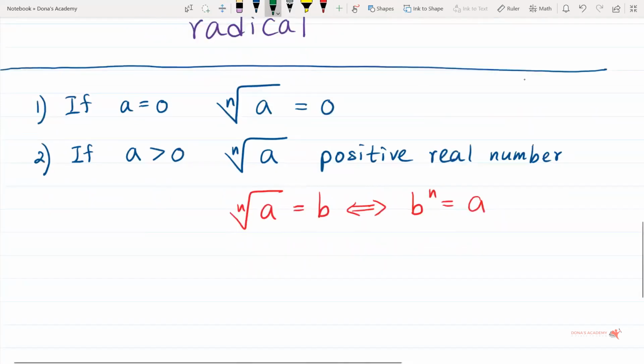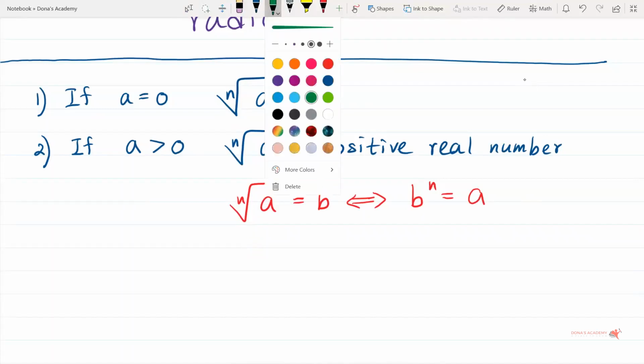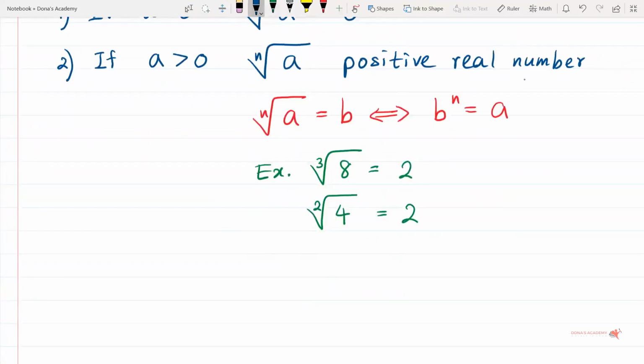Example. If you take the third root of 8, then this is 2, right? Positive. 2 is positive. If you take the second root of 4, it is 2. It is not plus or minus 2, right? So again, please watch the square root video if you are not sure about it. Okay, so again, it is positive. All right, next one.